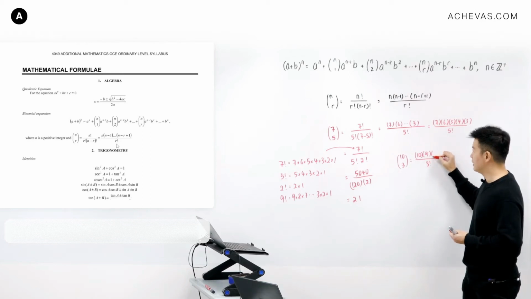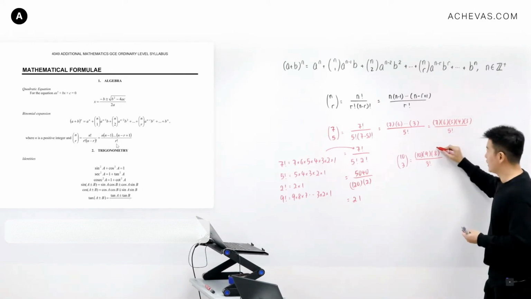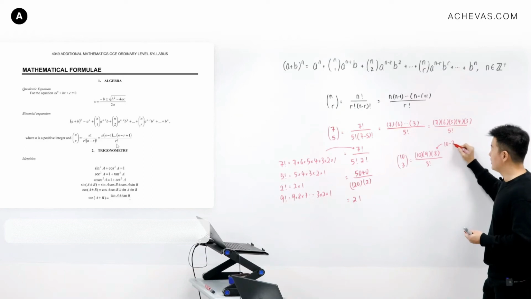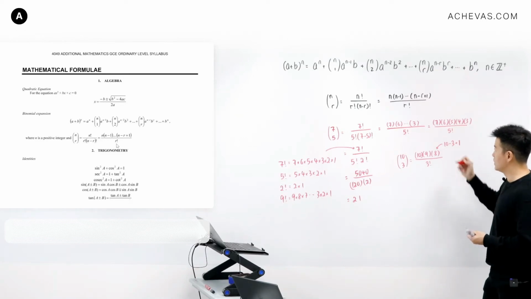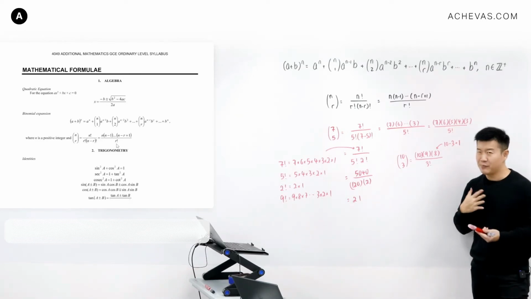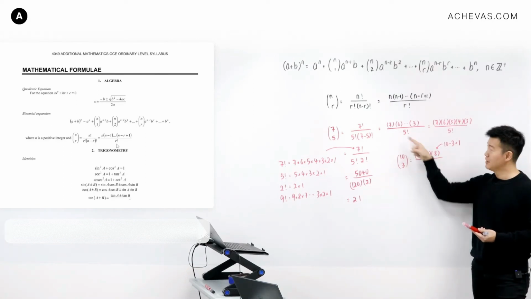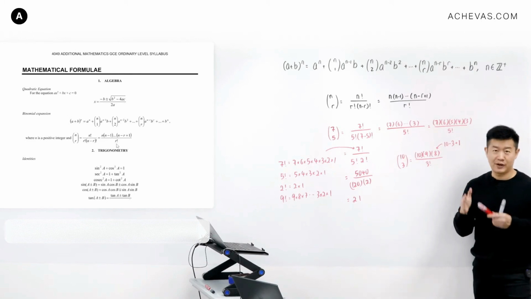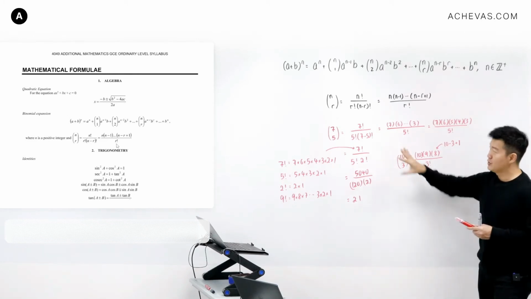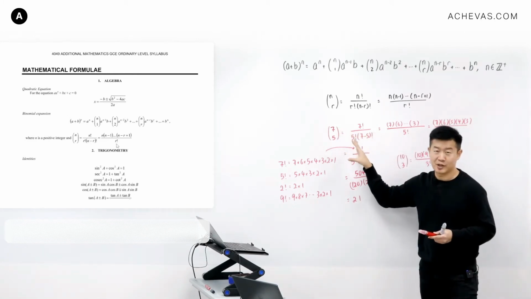10, 9, 8. Although, we can also see this 8 as 10 minus 3, 7 plus 1, which is equal to 8. But I think, personally for myself, it is easier for me to see 3 and then 3 terms. 5, and then I will just write down 5 terms. Of course, you may think that why not we just press the calculator all the way?